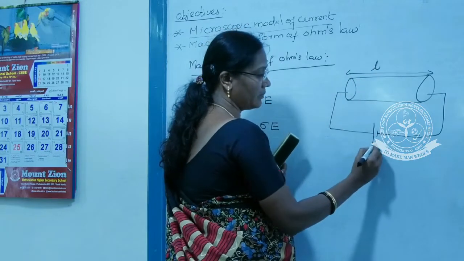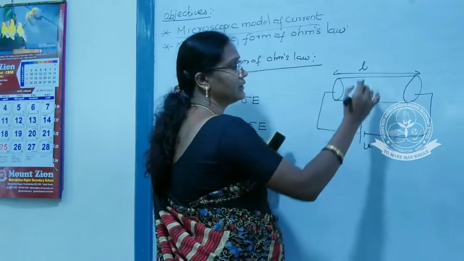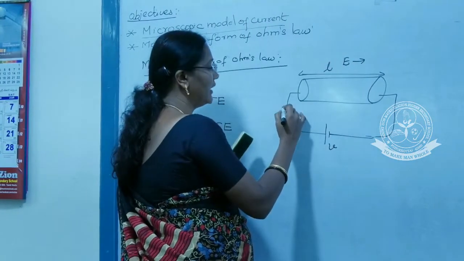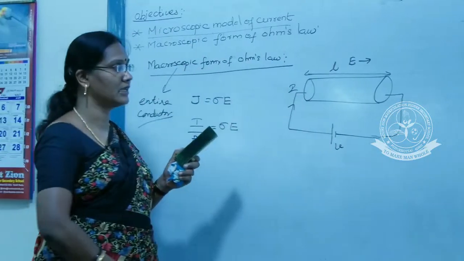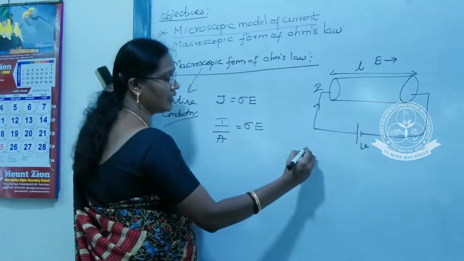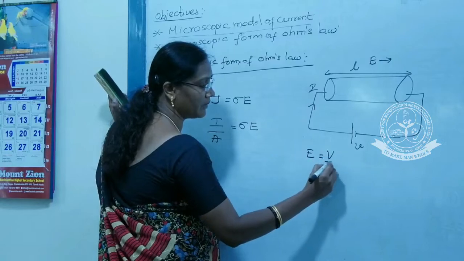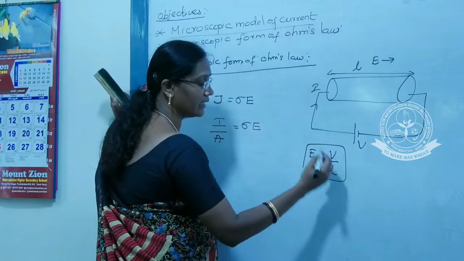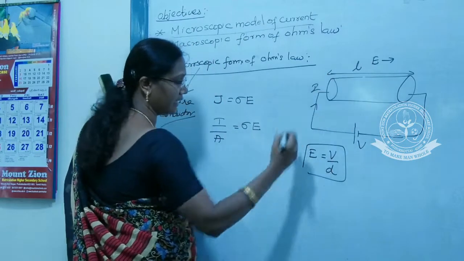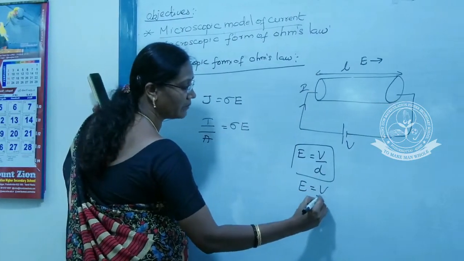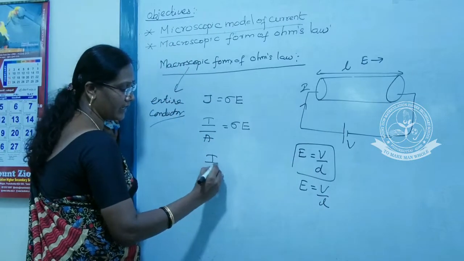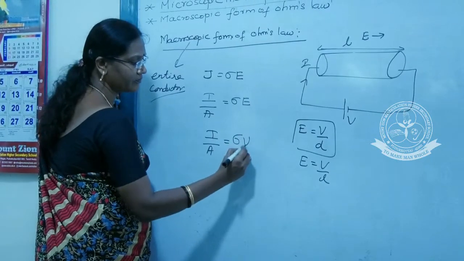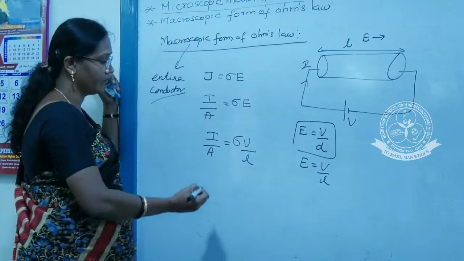You are applying a potential difference say V. The electric field that is produced due to the potential be say E, and I be the conventional current direction, and we all know E is equal to V by d, where V is the potential difference and d is the length of the plate. So, here length is L, so E will be V by L. I by A is equal to sigma into V by L.